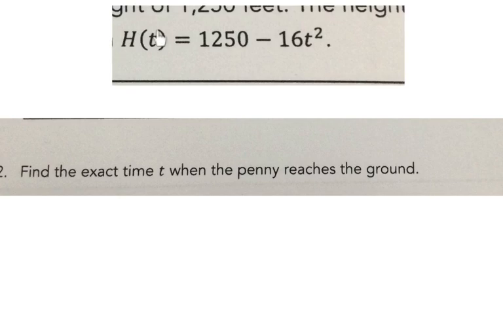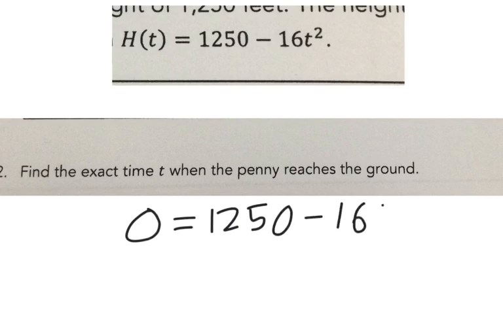So the height is 0 when the penny is on the ground. So we could say 0 equals 1250 minus 16t squared. And now how many variables do I have in this equation? 1, so I can just solve it. When I have one variable, get the variable by itself.